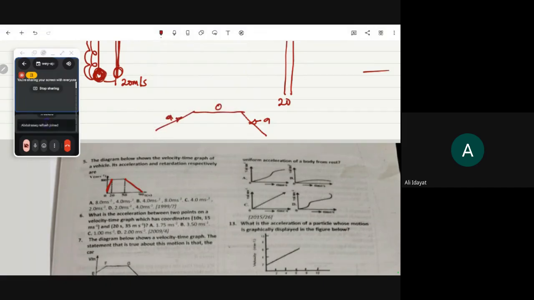For acceleration, do 80 minus 0 over 20 minus 0. Why did I do that? I picked 2 points. This point here is 80, 20. And this point here is 0, 0. So that will be 80 over 20, which will be 4 meters per second squared. That's acceleration. Then retardation now will be this point here. Pick this point and this point. This point here will be 0 minus 80 over, what's this point?